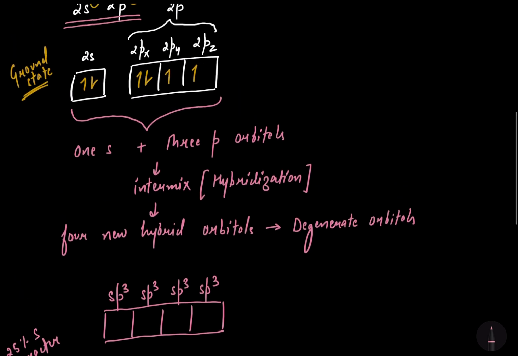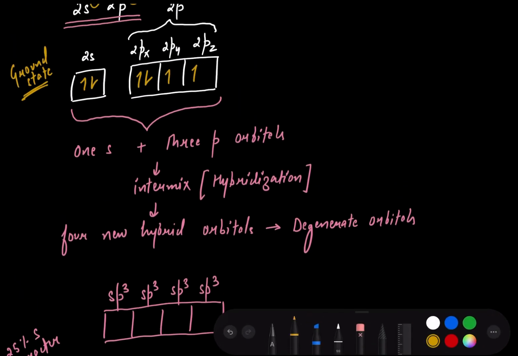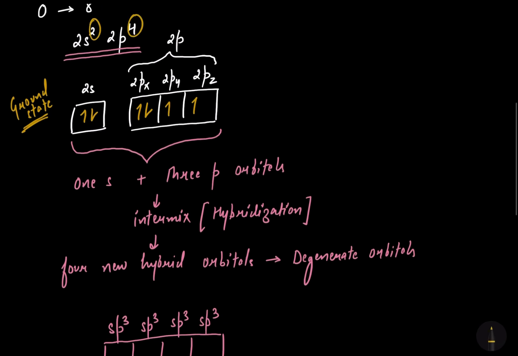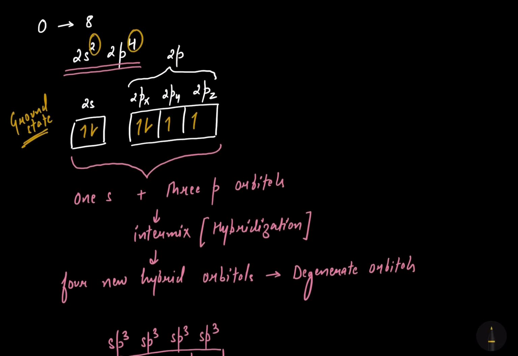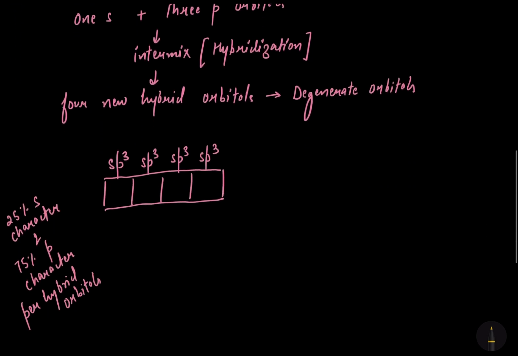Now let's come to the electrons. How many electrons were there in the second shell or in the 2s and the 2p subshell in total? We were having 2 electrons in the 2s and 4 electrons in the 2p. So we were having a total of 6 electrons. The 2 electrons are present in 2s and the 4 electrons are present in 2p. So in total we were having the 6 electrons, and now we have to fill the 6 electrons in the hybrid orbitals according to Hund's rule.